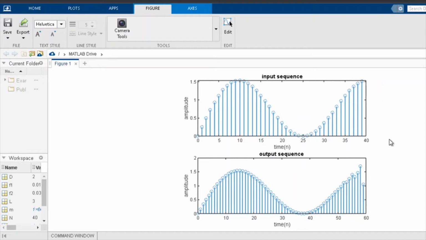And this is the output. The first graph is the input sequence, and the second one is the output sequence.